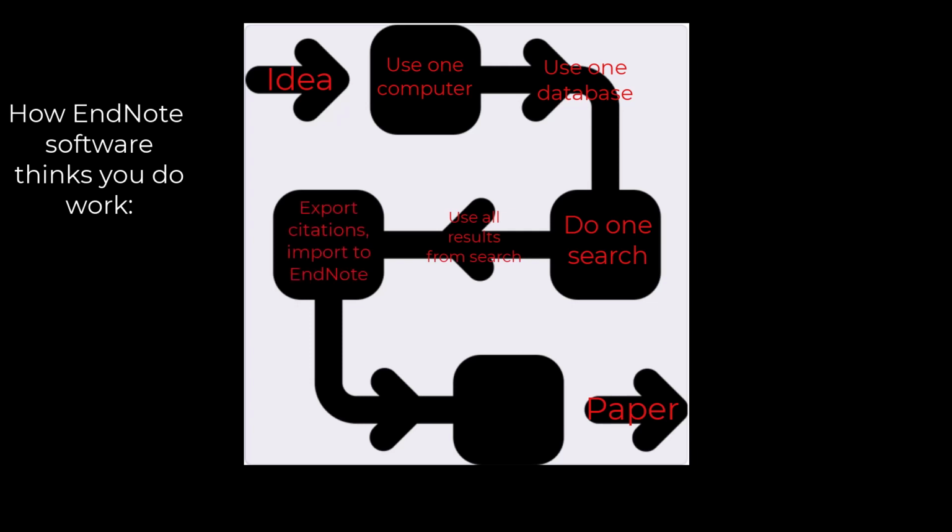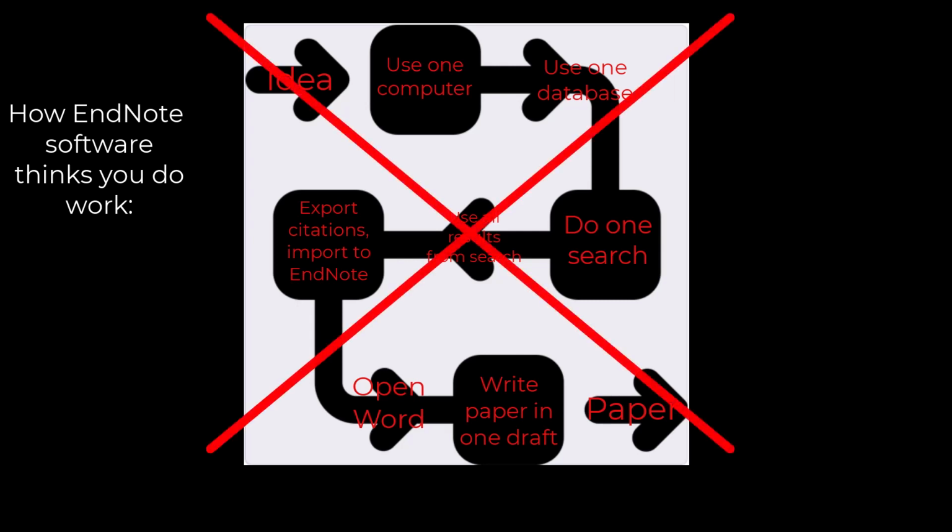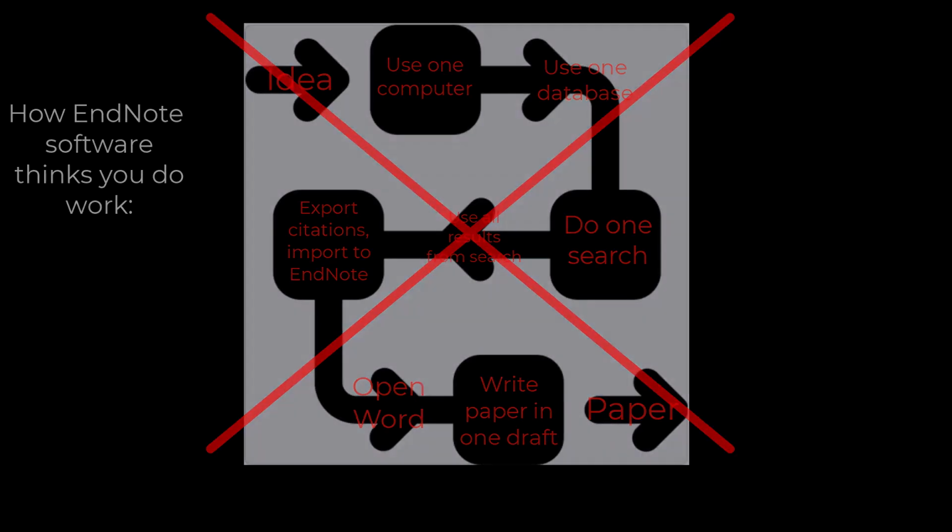You export the citations from the database. You import the citations into EndNote. You open Microsoft Word. You write the paper, start to finish, in one draft and insert formatted citations while writing. You never save the draft and open it on another computer or share it with anyone to get feedback or input from a co-author. In this speaker's experience as a librarian, regardless of the academic field, this approach is not taken by any academic writer.